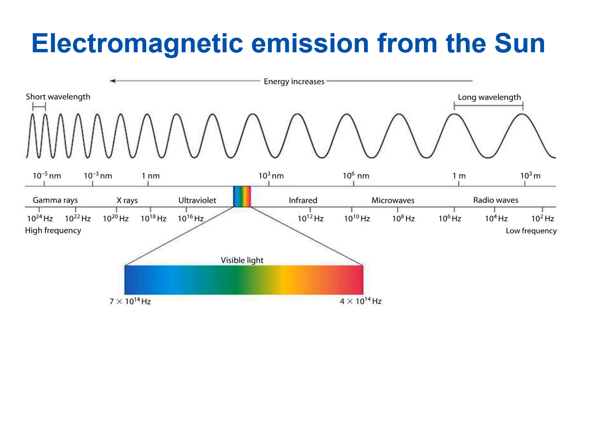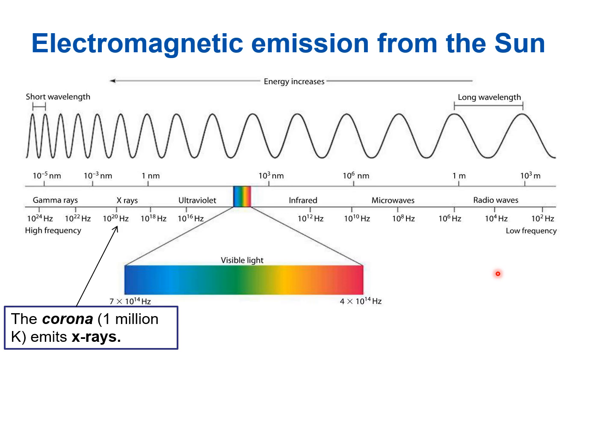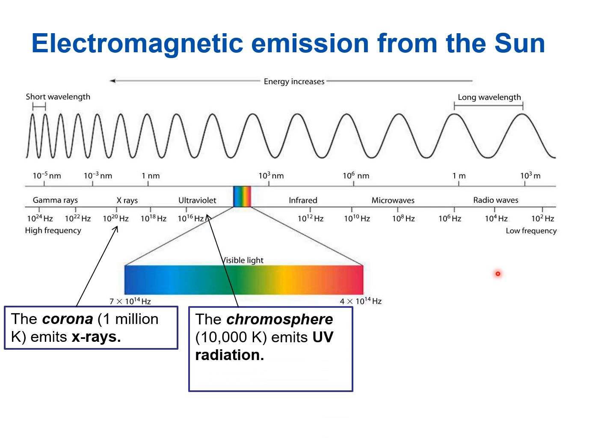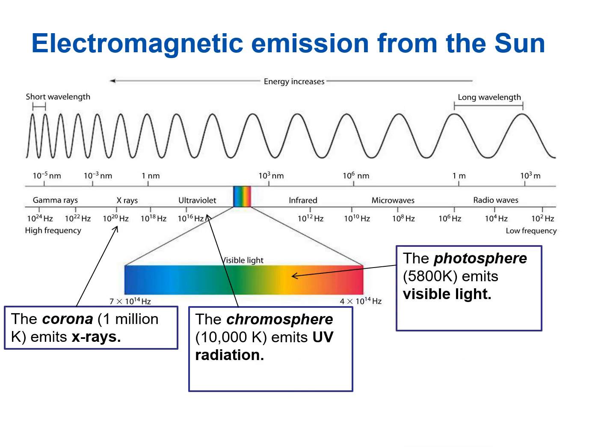As we think about the electromagnetic spectrum, I want you to remember this. To the left with the high frequency, the short wavelength is gamma, X-ray, ultraviolet, then we have visible light, infrared, microwaves, and radio waves. And here we're at low frequency. The sun gives off many parts of the electromagnetic spectrum. The corona, the outermost layer, at about 1,000,000 Kelvin emits X-rays. The chromosphere at about 10,000 Kelvin emits ultraviolet radiation. And the photosphere at 5,800 Kelvin emits visible light.